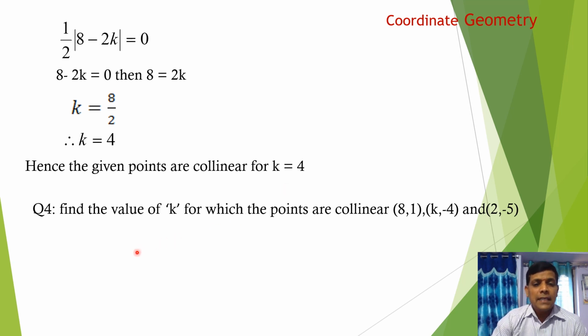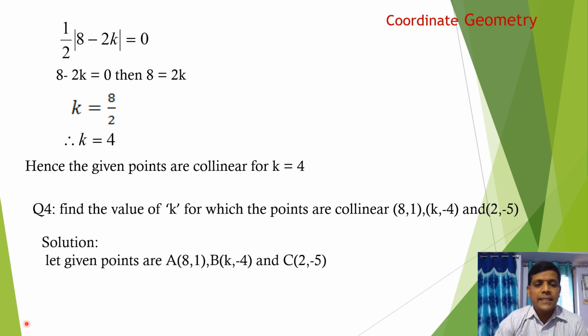Find the value of k for which the points (8, 1), (k, minus 4) and (2, minus 5) are collinear. So these three are the given points. If these three are collinear, find the possible value of k. Coming to the solution, the given points are A (8, 1), B (k, minus 4) and C (2, minus 5).